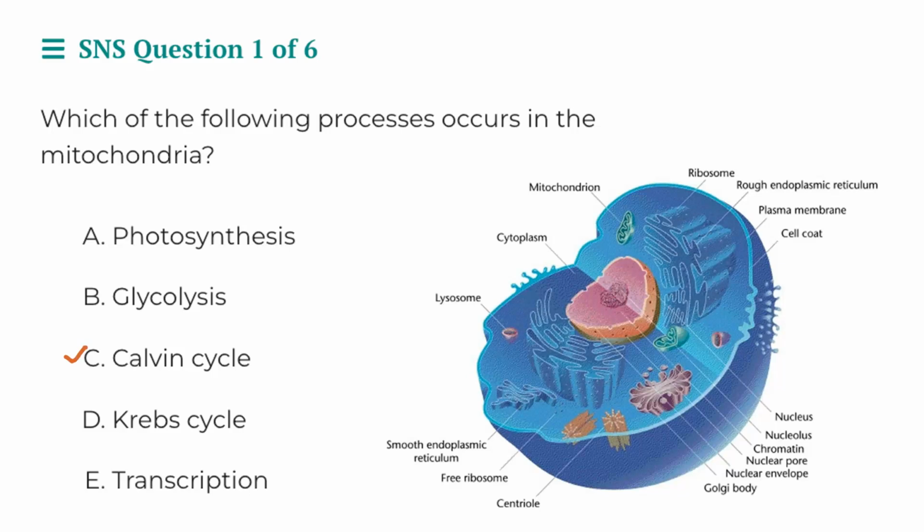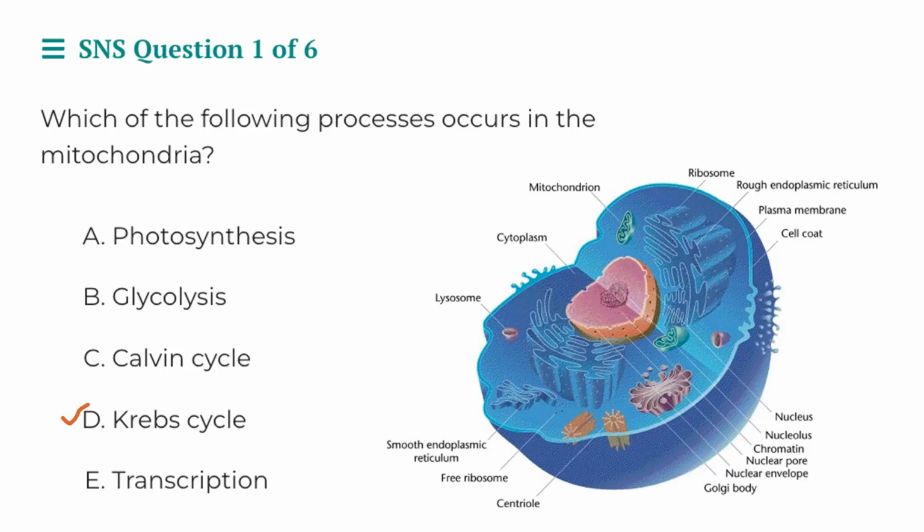Then we have C, the Calvin cycle, and the Calvin cycle is again closely related to photosynthesis. The Calvin cycle takes place in the stroma of a chloroplast. So again, we're returning to plant cells, and we're not talking about the organelle of the mitochondria. We're talking about the stroma of a chloroplast. So one part of a different organelle called the chloroplast. So therefore, Calvin cycle is also not correct.